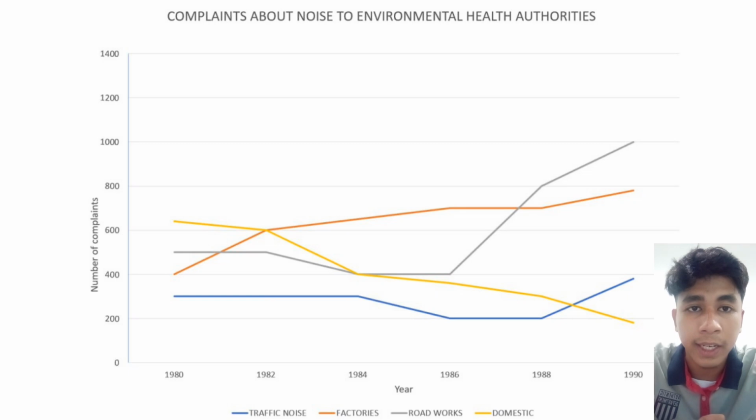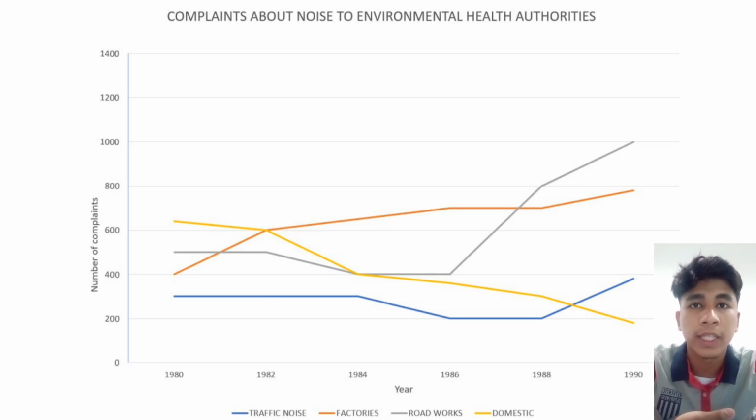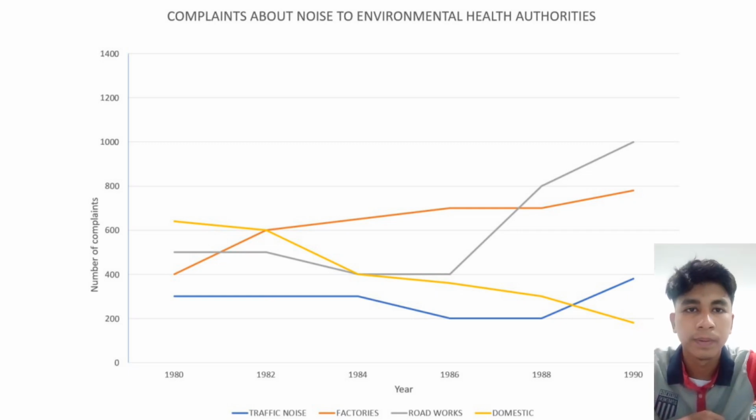Okay, look at this graph. You can see the traffic noise complaints show a constant from 1918 to 1984 and decreased slightly from 1984 to 1986. Then, from 1986 to 1988, it remained constant and then increased again from 1988 to 1919.